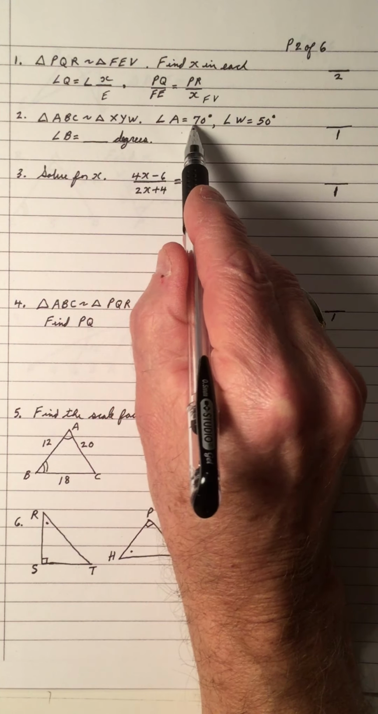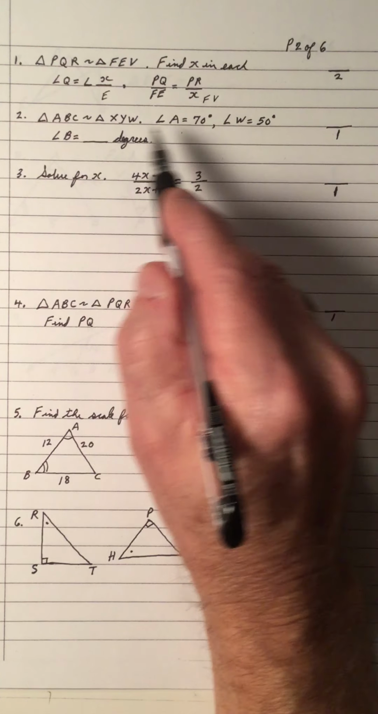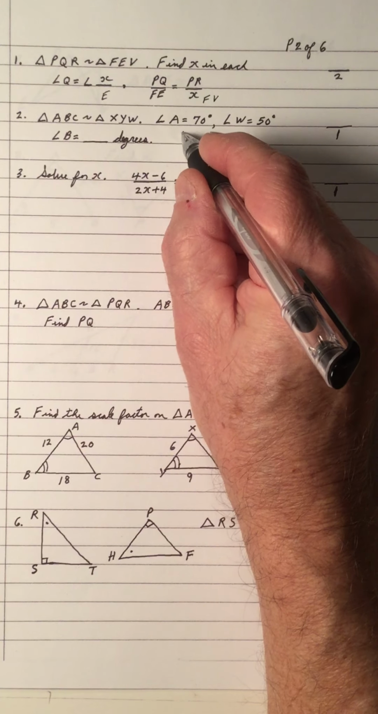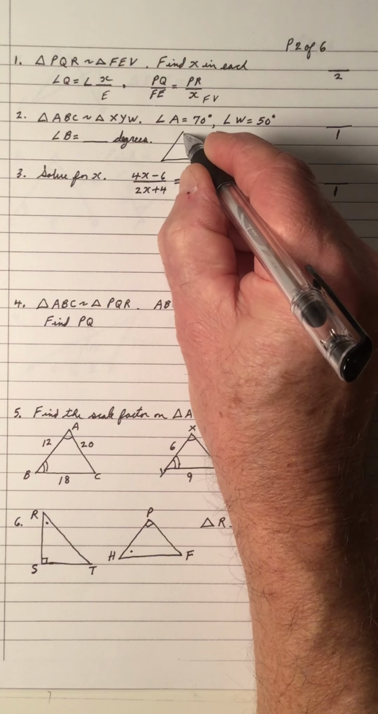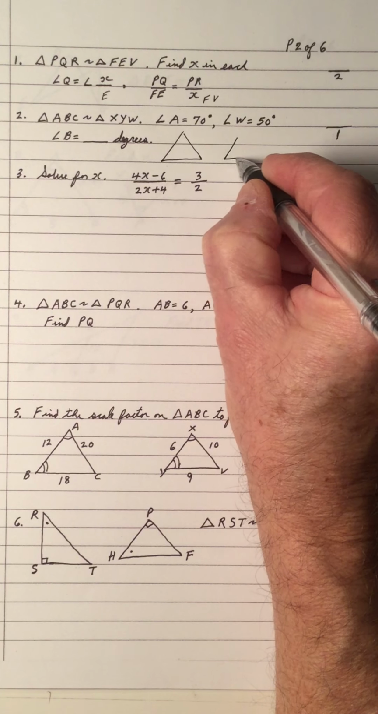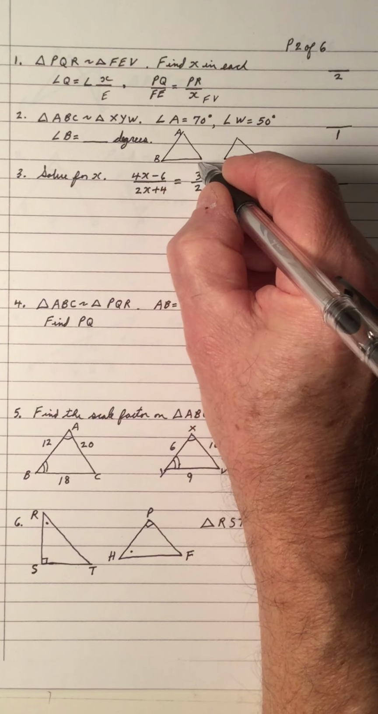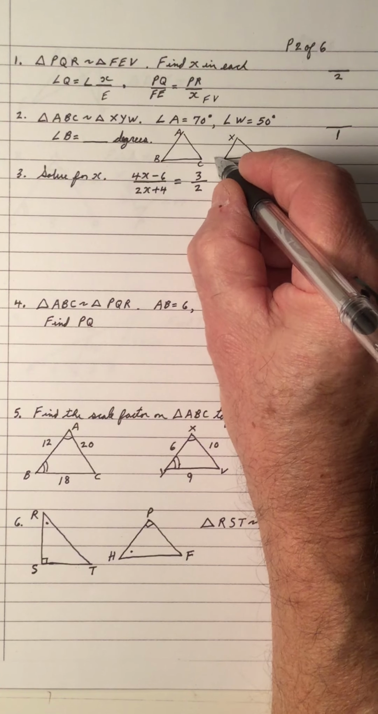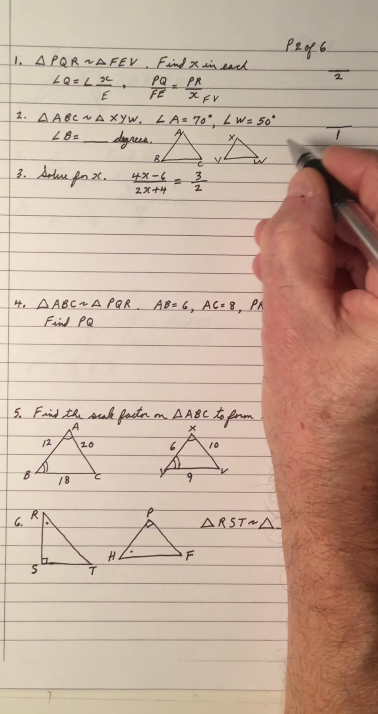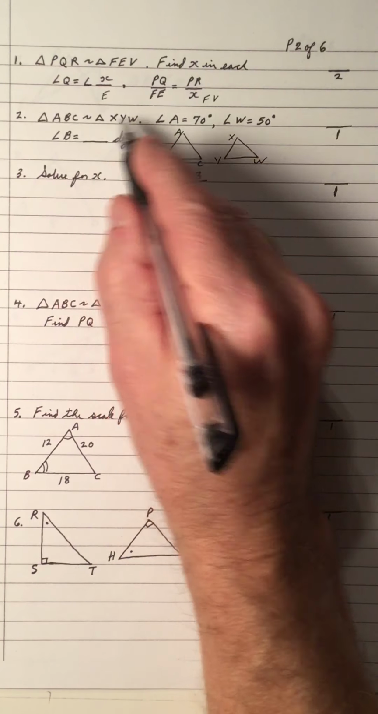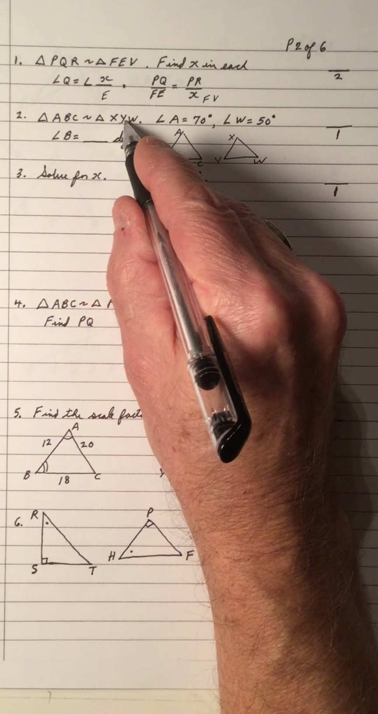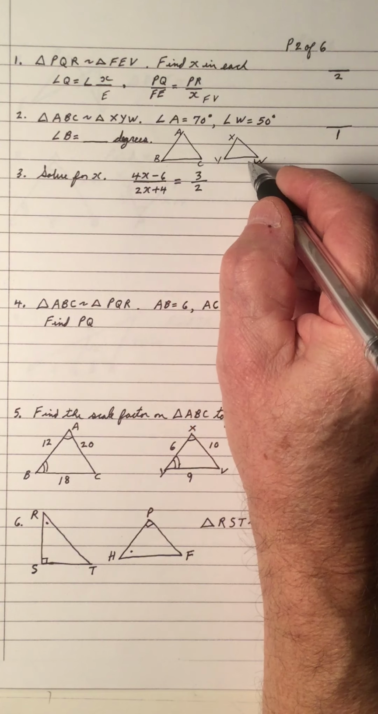Number 2, triangle ABC is similar to triangle XYW. Angle A is 70. Angle W is 50. What is the measure of angle B? So we have 2 triangles, and let me draw them as being similar. So there's A, B, C, X, Y, W. So angle A goes with angle X, B goes with angle Y, C goes with W.